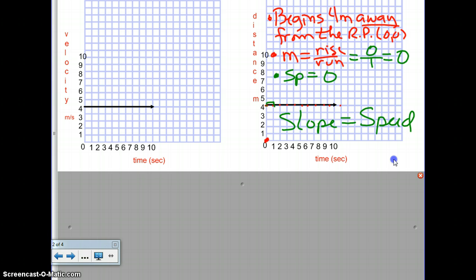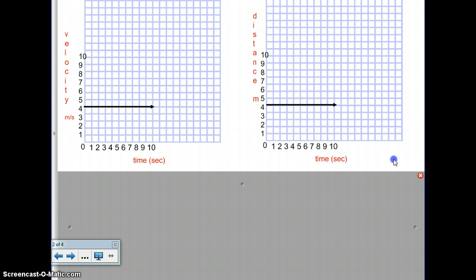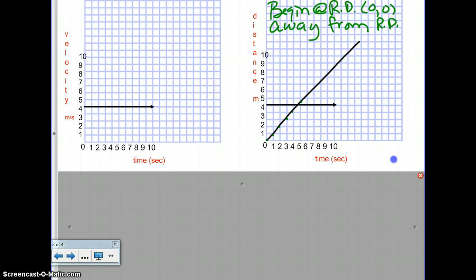Okay, now if we want to change what that line looks like, let's say we have a different line, and instead of this traveling like this, let's look at a line going like this. Here we see that we begin at the reference point, which is 0, 0, and we want to determine what we're doing. You can tell that as time goes on, you are moving further and further away from that reference point. So because it is a positive slope, we're moving away from the reference point. All right, that's two things we already know.